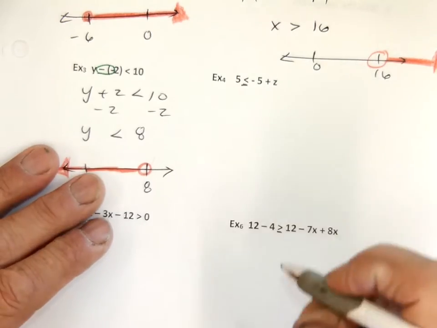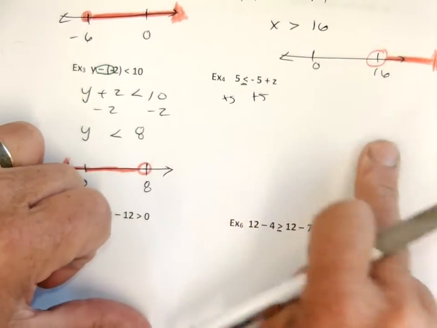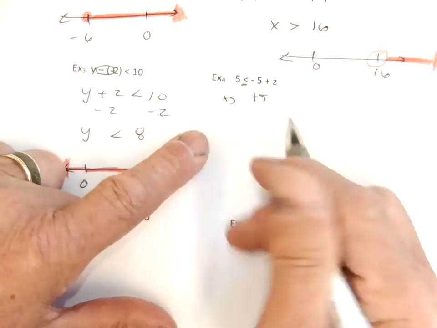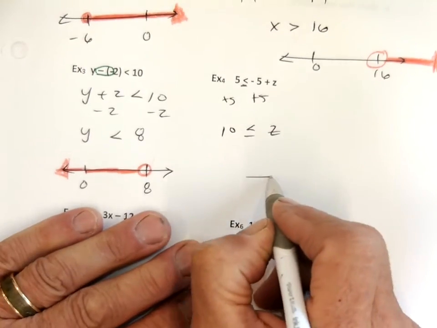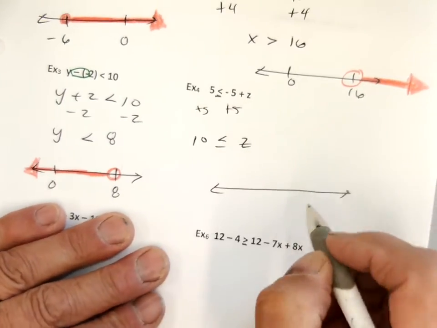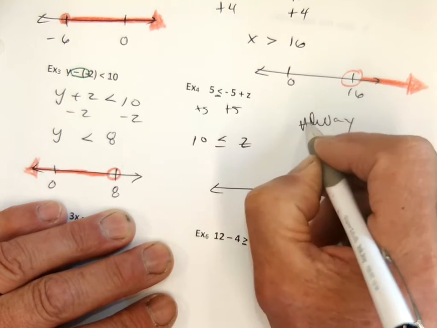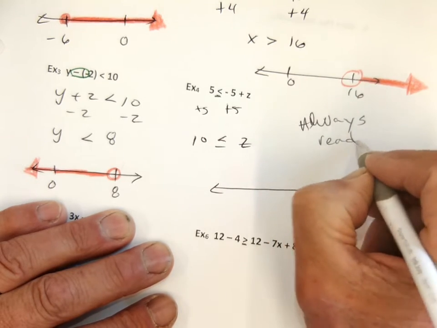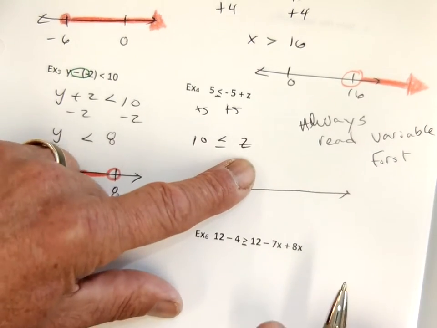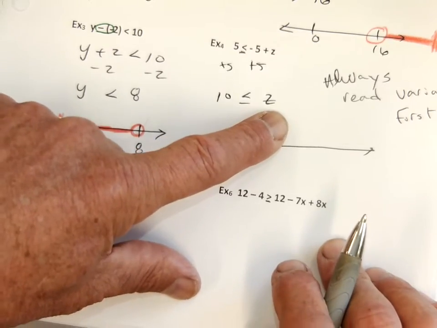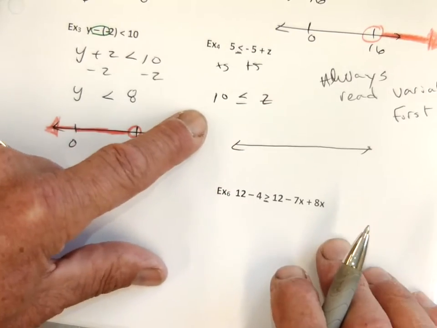Okay, number 4. We're going to go plus 5 because the z is on the right-hand side. I've got to get z by itself. So plus 5, and I get 10, less than or equal to z. Now, this one you've got to read backwards. Always read the variable first, okay? So if you read the variable first, you'll read z is... Grace, what do you see? Z is what? It is greater than, isn't it? You've got to read it backwards.